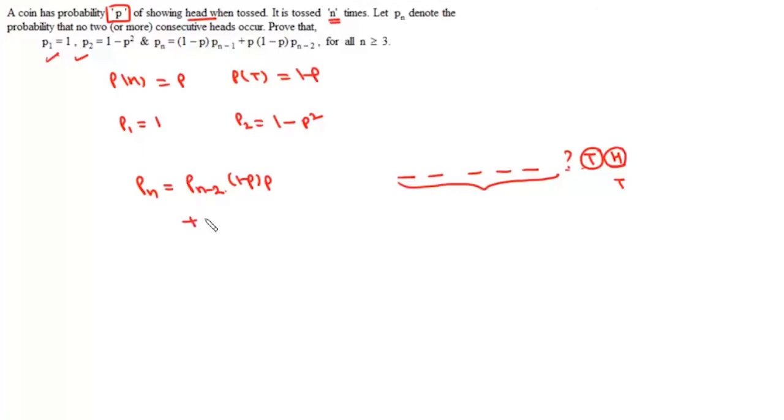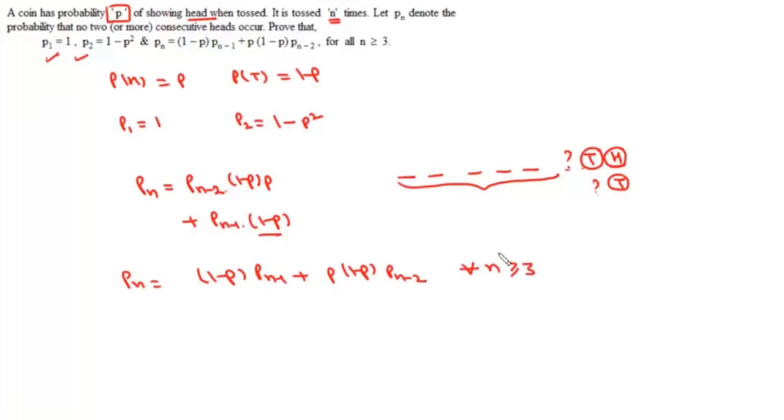And then plus, if it is tails here, then the previous one could be either heads or tails. Now this is nothing but Pn minus 1, and then the probability of getting a tails, which is 1 minus P. So this Pn will be 1 minus P into Pn minus 1 plus P into 1 minus P into Pn minus 2 for all n greater than or equal to 3, and which is what we need to prove in this question.